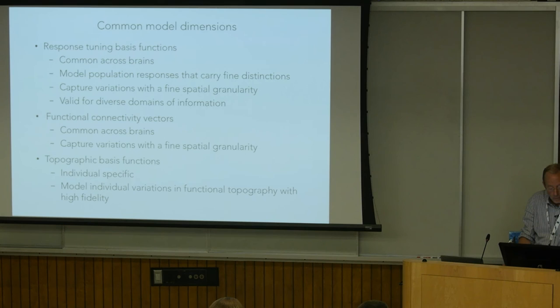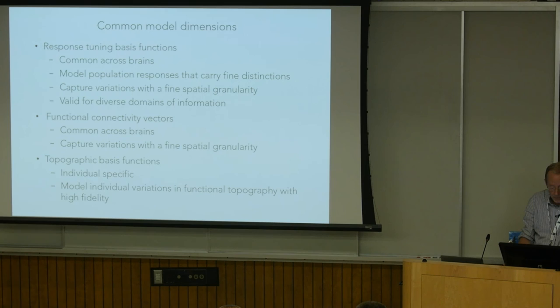So these common model dimensions are troublesome beasts that it takes a long time to figure out everything that they're doing. They each have a response tuning function that's common across brains, or more common across brains than the response tuning functions for voxels. These response tuning basis functions help you model population responses that carry fine distinctions that are common across brains. And they capture variations with a fine spatial granularity. And they're valid for diverse domains of information. The functional connectivity vectors are also common across brains and also capture variations with a fine spatial granularity.